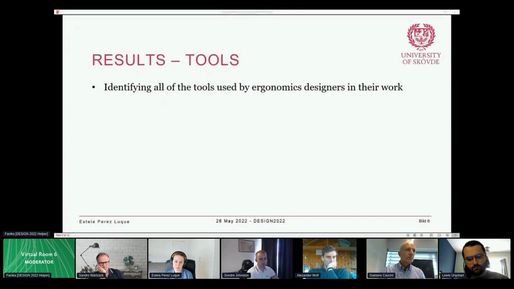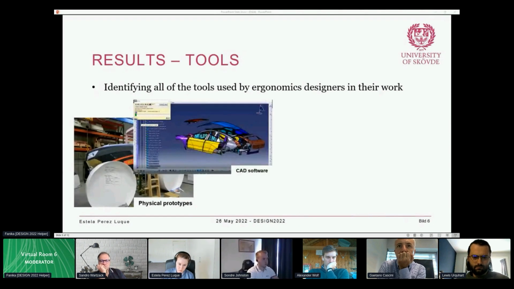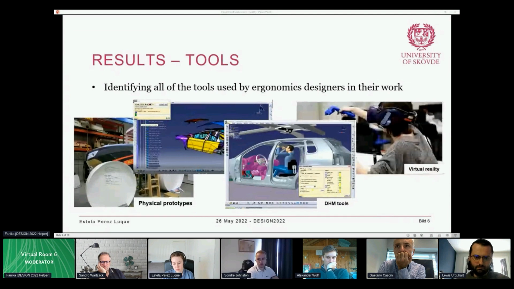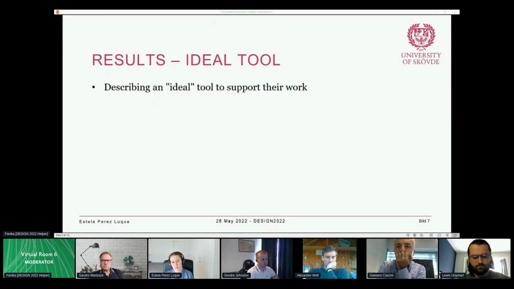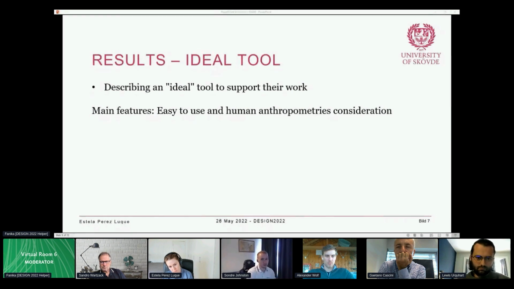The third phase consisted in identifying all the different tools that they use. And here we can see some of the reported ones. In the paper, you can find a description and you can see the frequency of answers. The interview continued with a focus on identifying the key features of an ideal tool for the ergonomics designer. The main features that they mention are ease of use, the usability of such an ideal tool, and the consideration of human anthropometry.